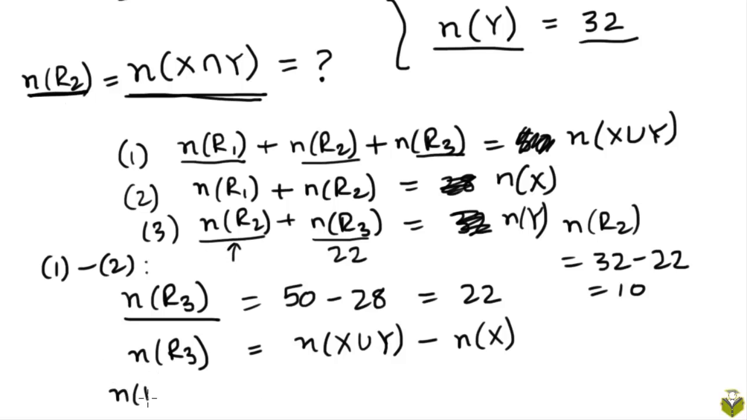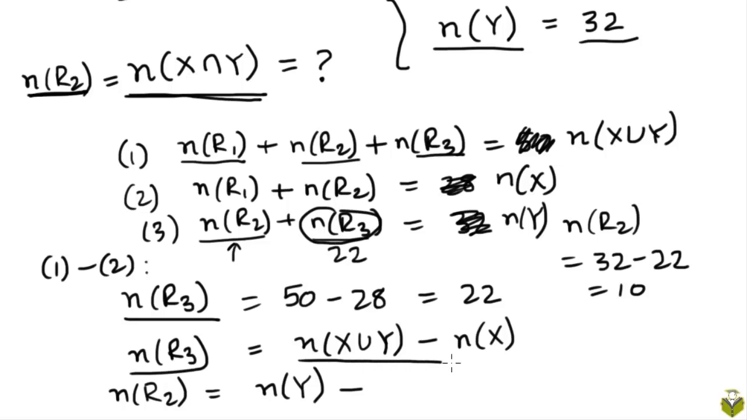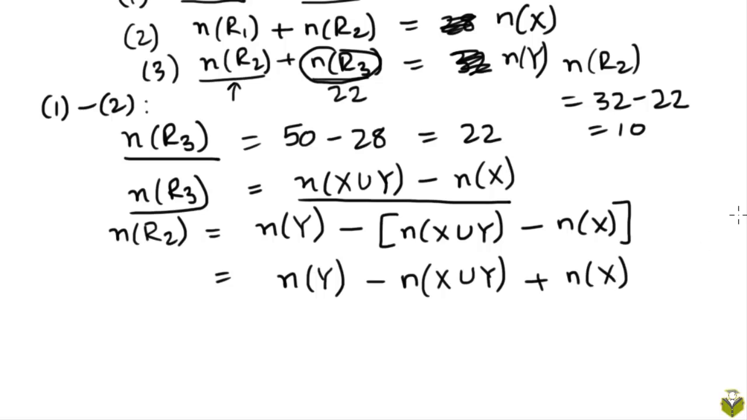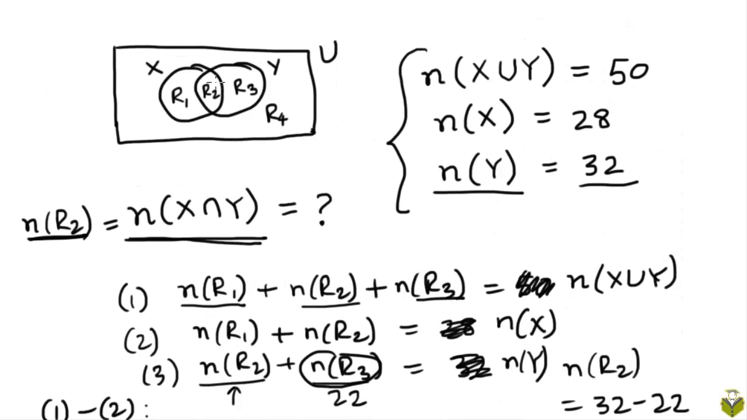So the number of elements in region R2 would be the right hand side minus this value n of R3, which is calculated to be this. So number of elements in X union Y minus the number of elements in X. So this is the number of elements in Y minus the number of elements in X union Y plus the number of elements in X. And the number of elements in region R2 is just the size of the set X intersection Y.